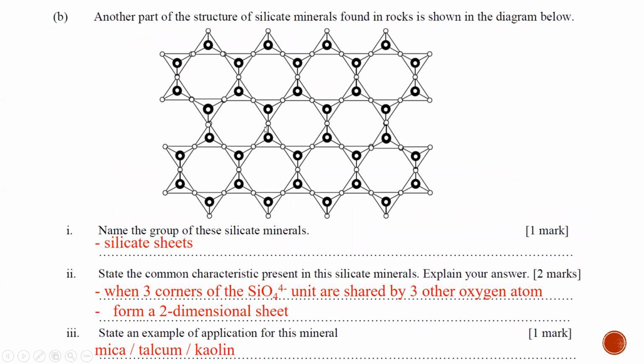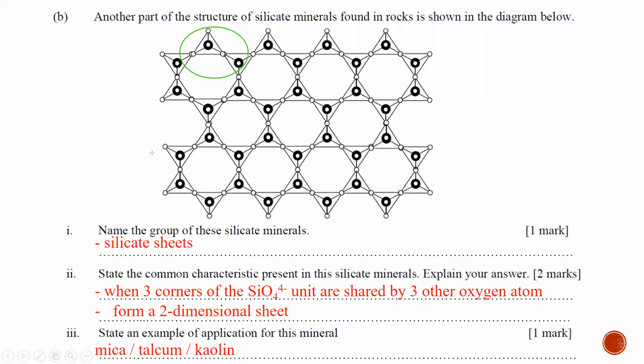And then we also have 6B. Part of the structure of silicate mineral found in the rock is shown below. So this is obviously a silicate sheet. So where is the repeating unit in here? If you look carefully, the repeating unit is located somewhere in between here. Okay, so this is one repeating unit of the silicates.